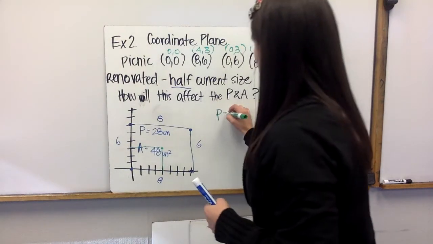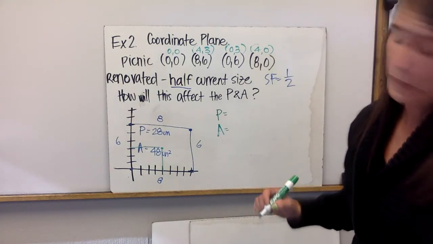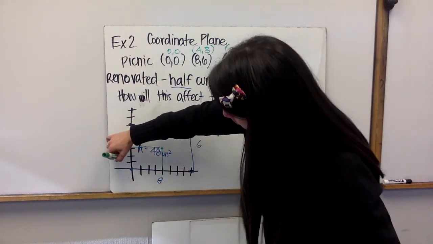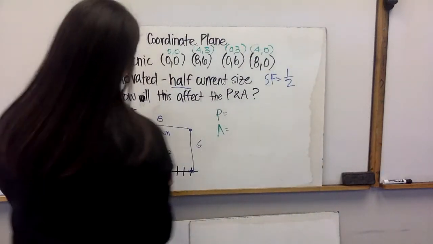We need to find the perimeter and the area of our new dilated shape. So instead of it being 6 tall, it's 3 and 4. Oh, I think that's backwards. That's backwards.